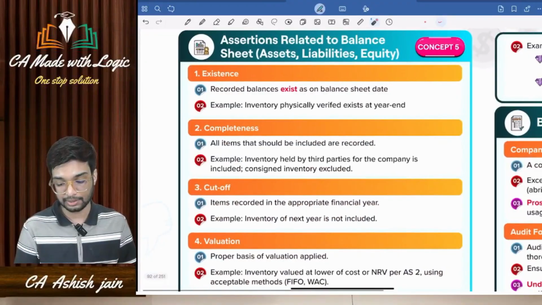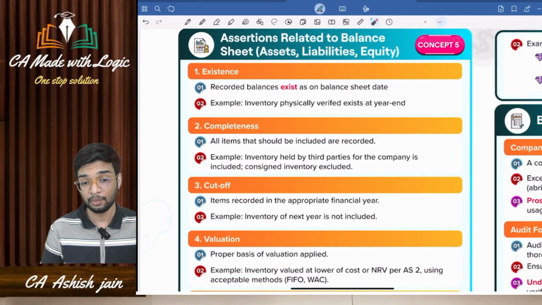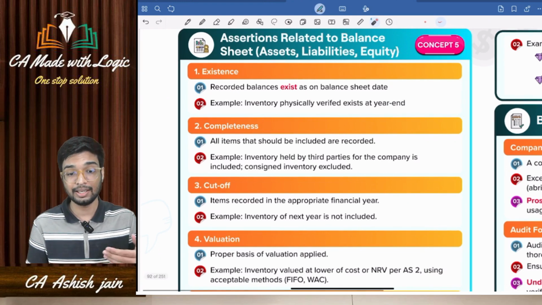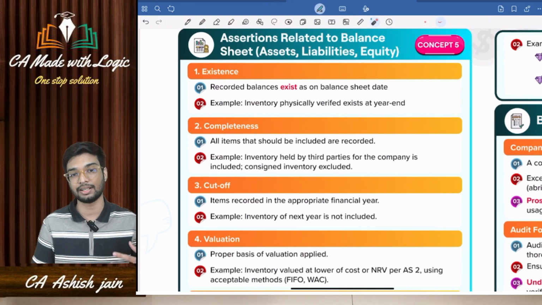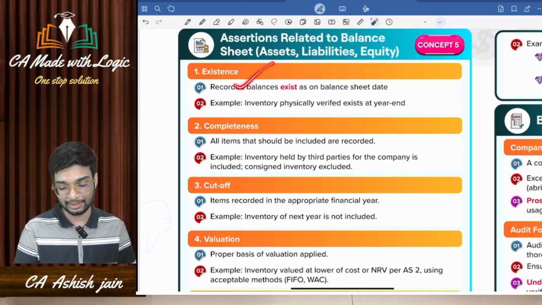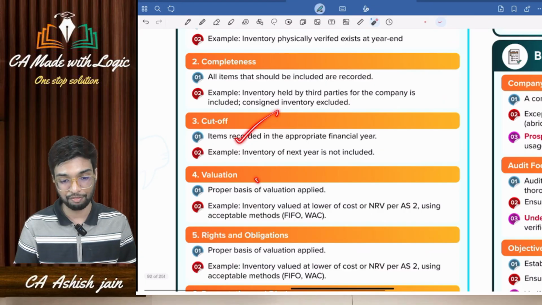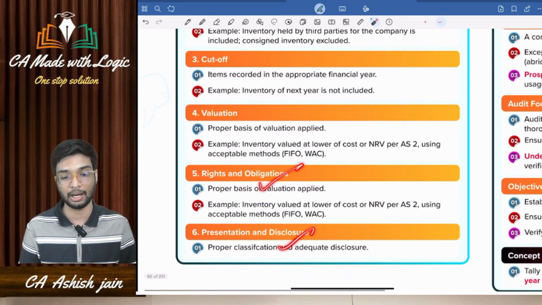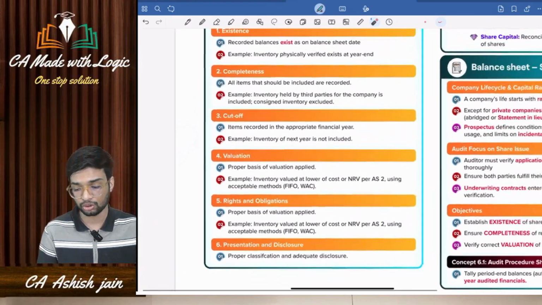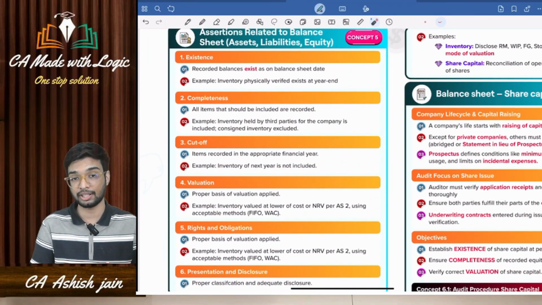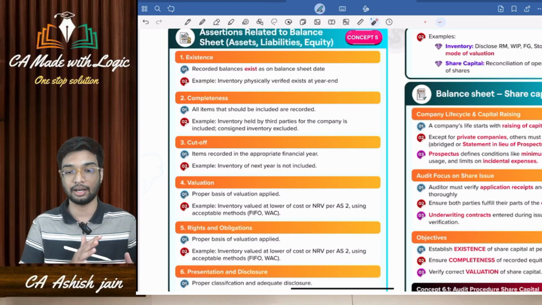Then comes assertions related to balance sheet items, which are nothing but asset, liability and equity. For these 3 things, what assertions does the auditor have to take care of? One is existence, he has to verify completeness, cutoff, valuation, rights and obligations, and presentation and disclosure. So these are the 6 points which an auditor has to verify with respect to balance sheet assertions.